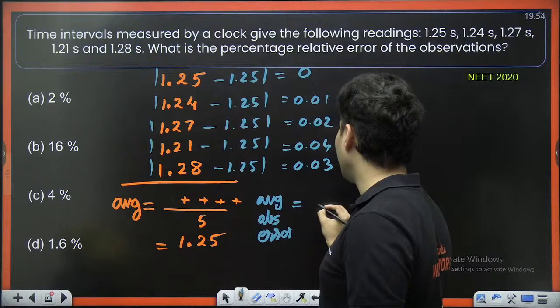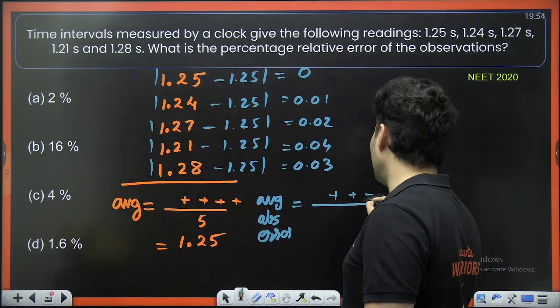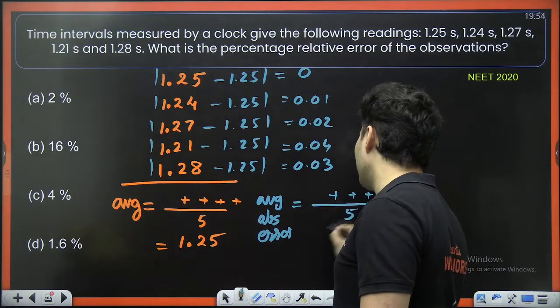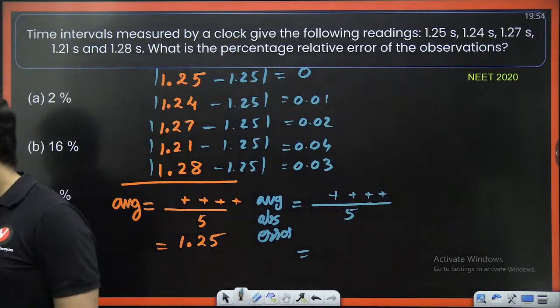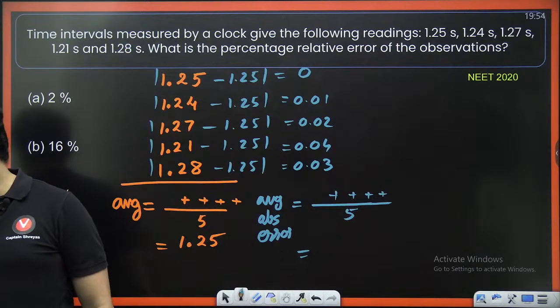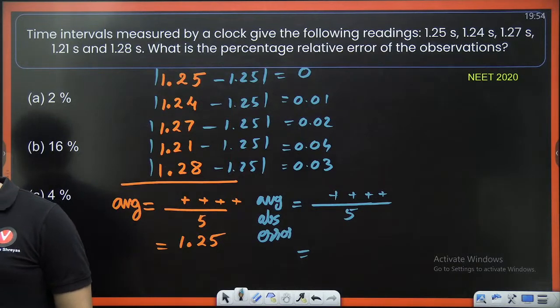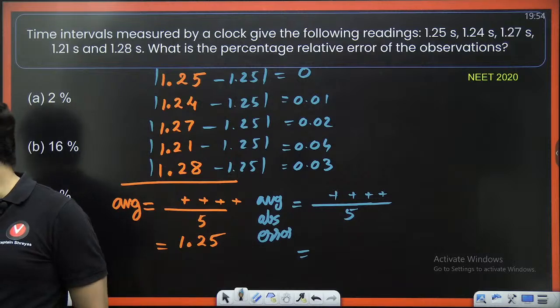Average of the absolute error. Add all these numbers and divide it by 5. See how much are you getting. Come on, do that. Add all these numbers: 0 plus 0.01 plus 0.02 plus 0.04 plus 0.03. Add them and then divide it by 5. See how much are you getting.